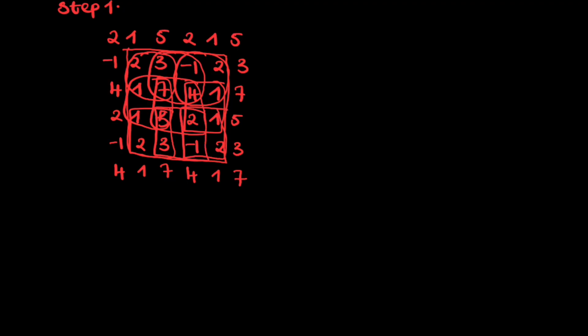Okay, so this is a little bit confusing. Let me just write down what is inside here. So let me write it down. So we have 2, 3, minus 1, 2, 1, 7, 4, 1, 1, 5, 2, 1, 2, 3, minus 1, 2.